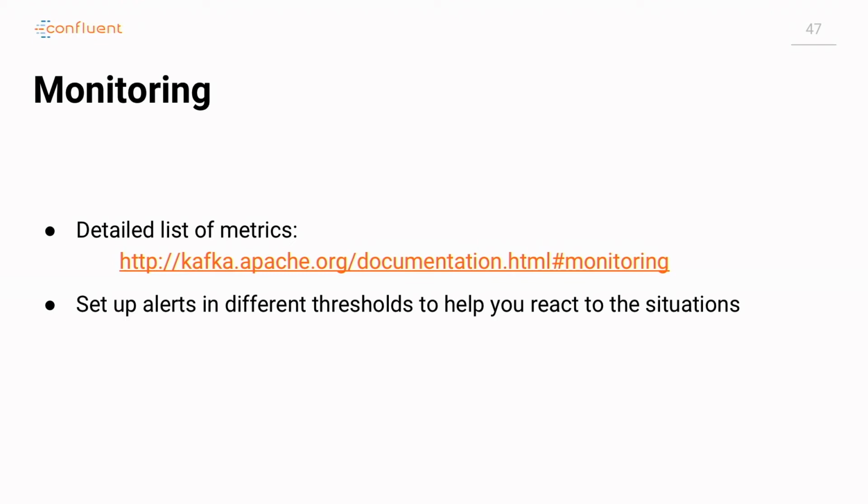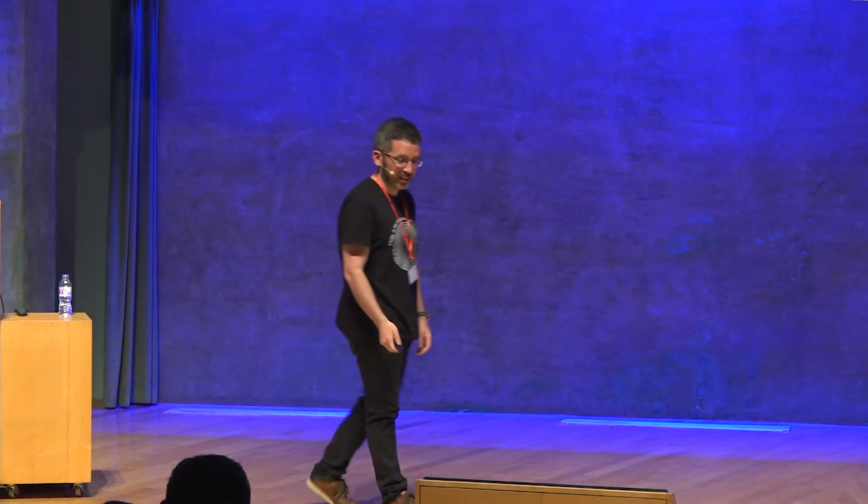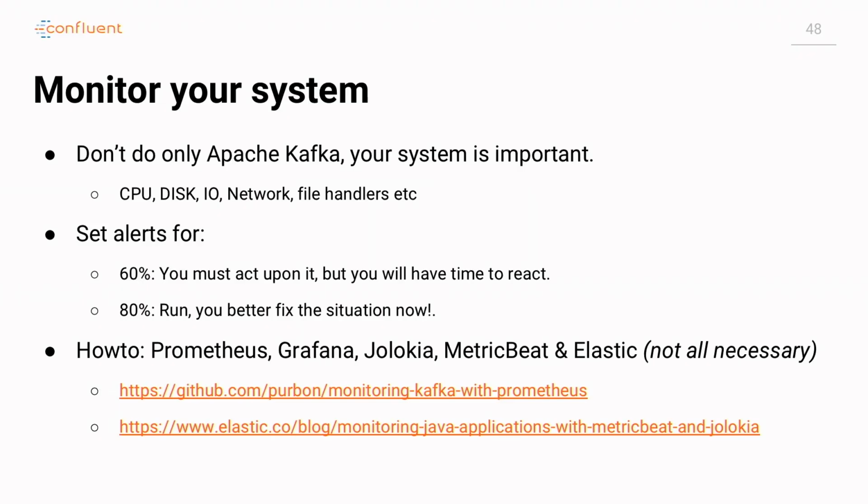Set up alerts. Please, monitoring without alerts is the second question. People put monitoring and then they don't set up alerts. So why do you put monitoring? Very, very important. If you put monitoring and you're a good operator, you monitor your system as well, not just Kafka. The file handlers, for example. If you run out of file handlers, Kafka is going to tell you, bye-bye, I'm going to kill myself. CPU, disk, I/O, network, file handlers, use it. Set up alerts. At 60%, I should do something. At 80%, I should get to it and fix it now.